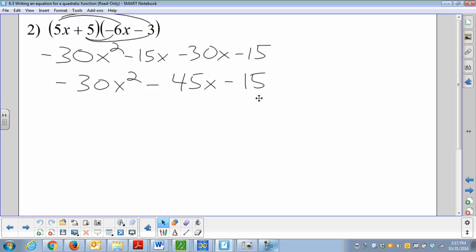Now, that's important for writing an equation from vertex to standard form, because what we're going to do is take our vertex form and convert it by spreading the polynomial or the binomial that's multiplied times itself. Let's take a look at an example.